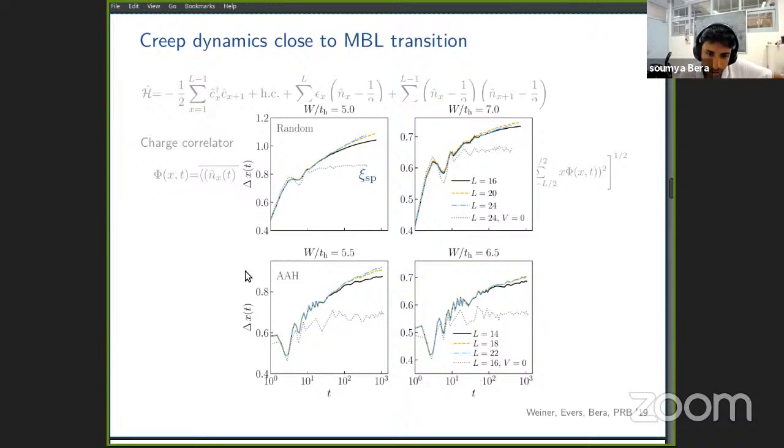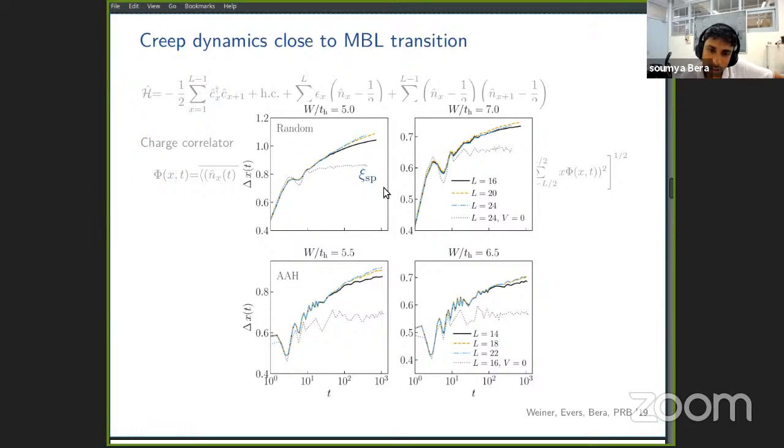Okay, now this lower panel is the Aubry-André potential, which is done in the experiment. And what you see again is a similar type of feature: for large disorder values, we see creep dynamics. So the density correlator, the charge correlator, keeps on increasing, at least with increasing system size as well. Okay, so how to understand it more?